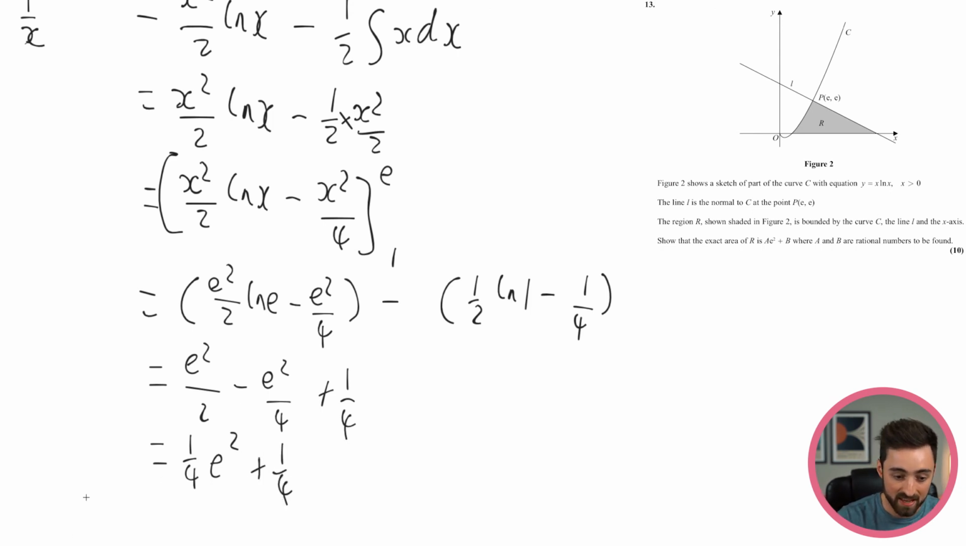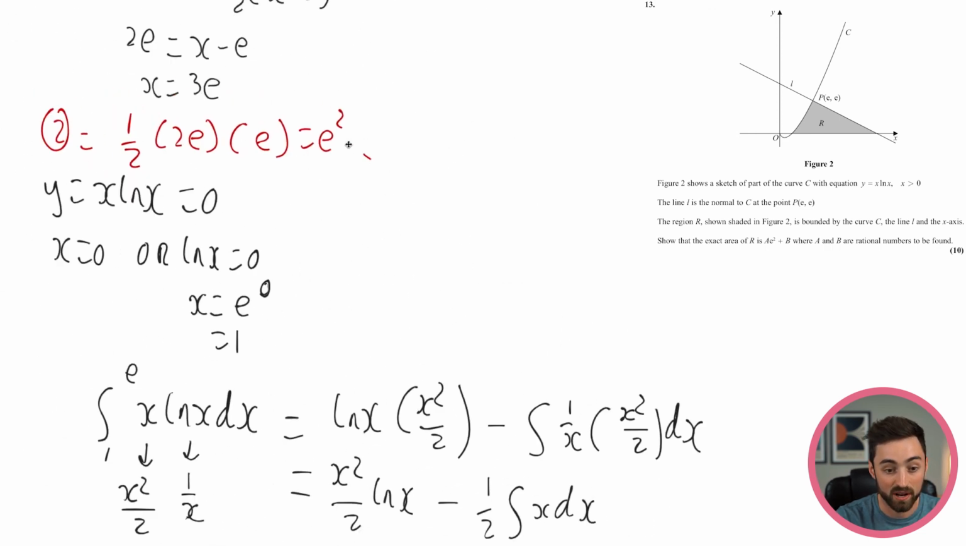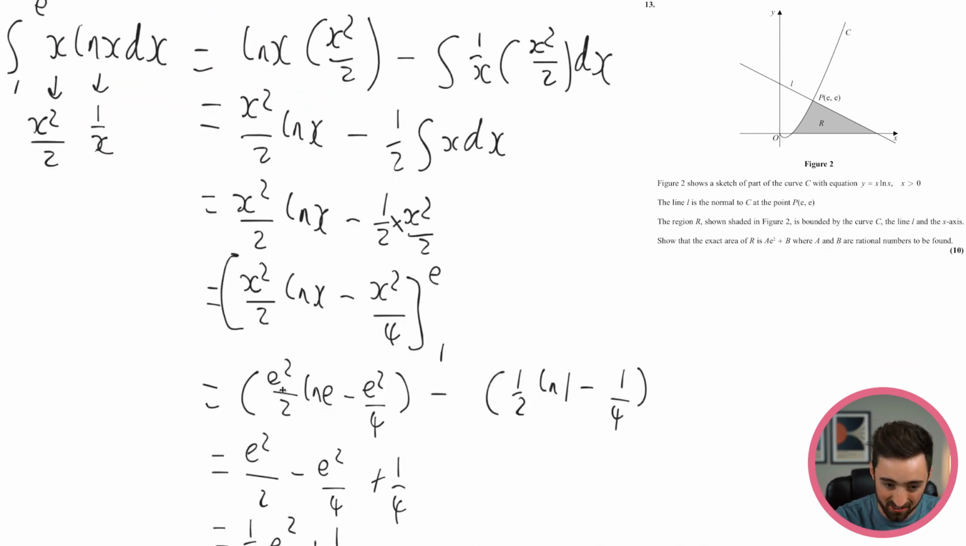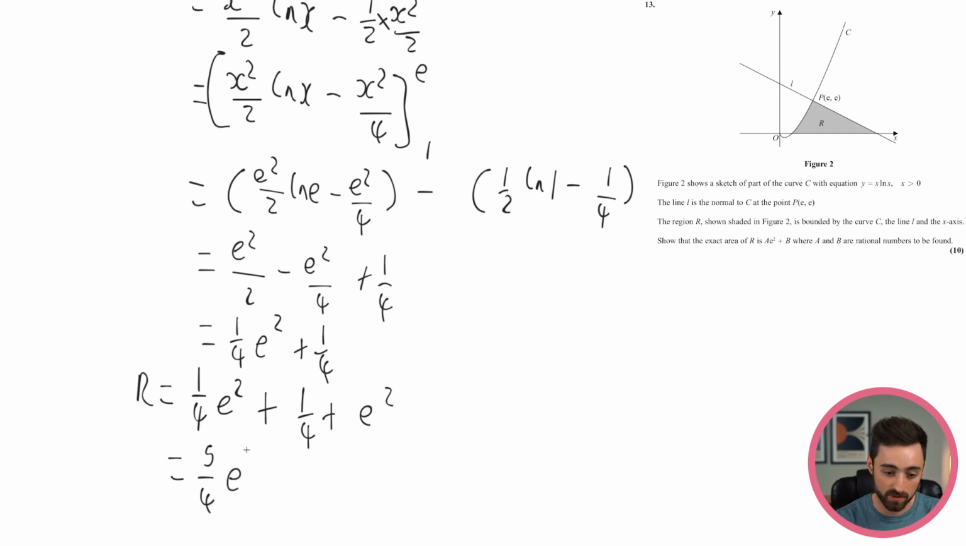But remember, I need to add it to the area I derived earlier, which gets me e squared. So adding all of this together, I hope I get the right answer. I'm going to get a quarter e squared plus a quarter plus e squared. So my e squareds, I'm going to put them together to get 5 over 4 of them, and then plus a quarter. Now, that is at least in the form that they want. I'm going to hope that's the right answer.